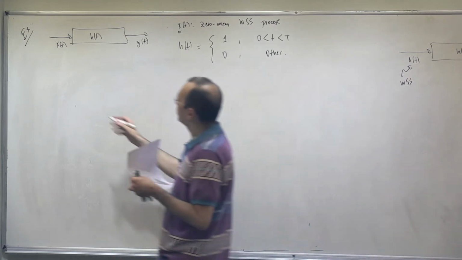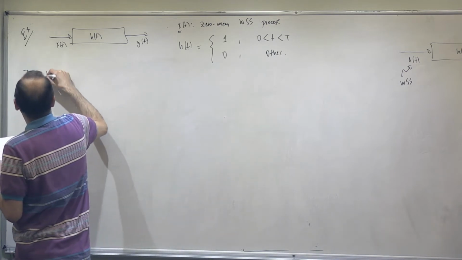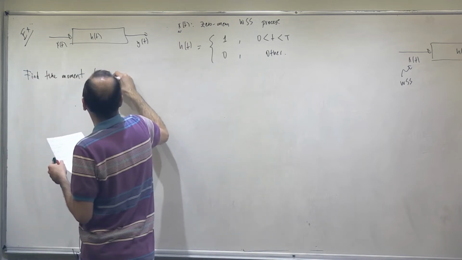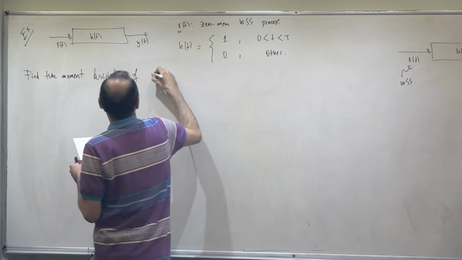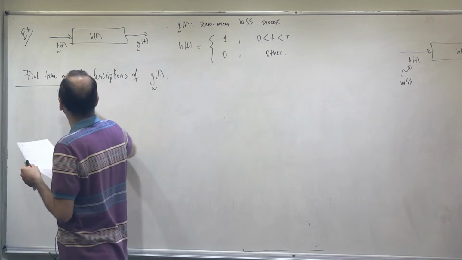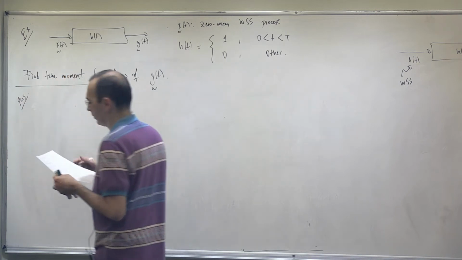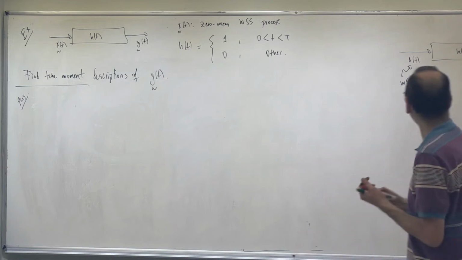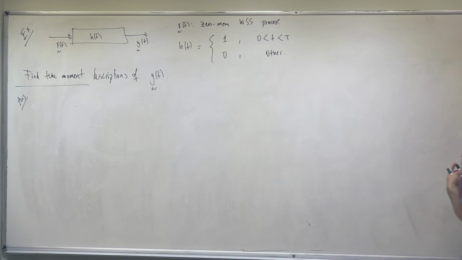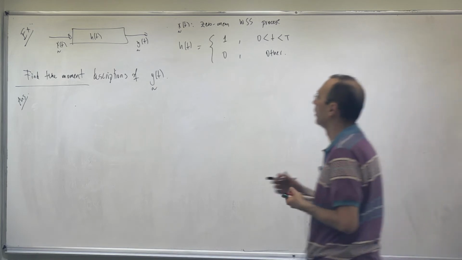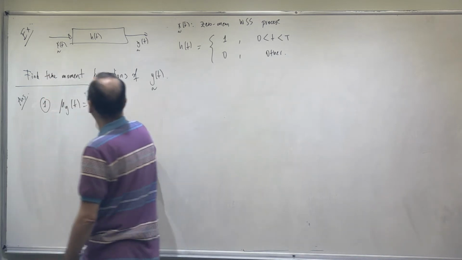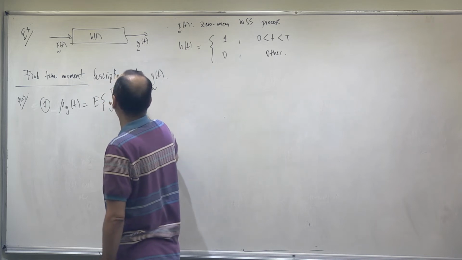Now, the question is, find the moment descriptions of y of t. So this is the application of our result. Let's also erase this. So number one, I should calculate this mean function. This is the expected value of y of t.